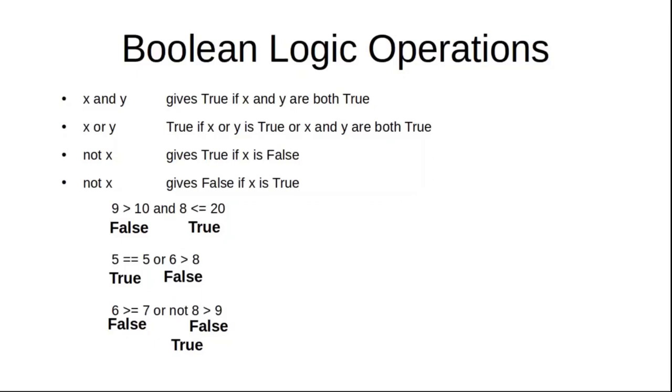6 is greater than or equal to 7, or not 8 is strictly greater than 9. 8 is strictly greater than 9 is false. Not false gives true. False or true gives true. Now let's practice.